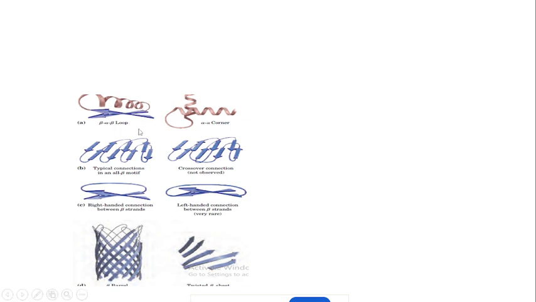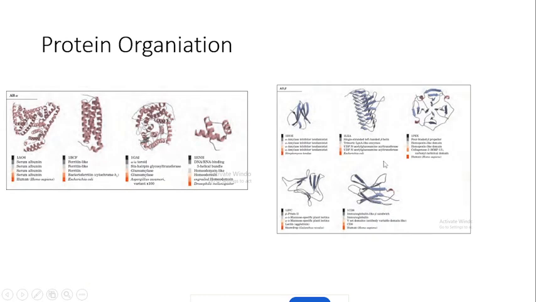For example, beta alpha beta loop, where two beta sheets are connected by one alpha helix, right? That is called beta alpha beta loop. Alpha alpha corner, when two alpha helices come together, they make a motif of alpha alpha corner, right? These are a series of all beta motifs, right? This is a beta barrel, when multiple beta sheets come together and make a barrel-like structure, right? So these are different motifs, and these are protein organization.